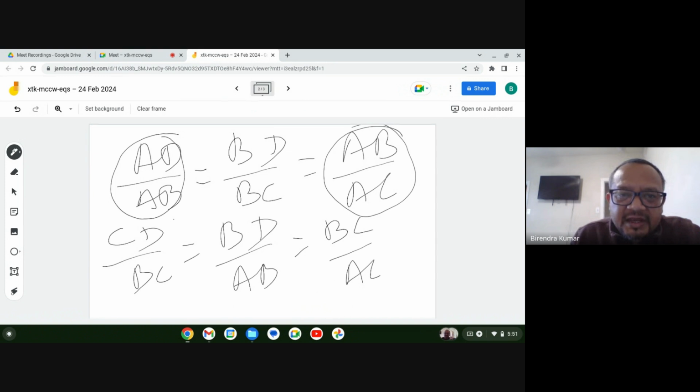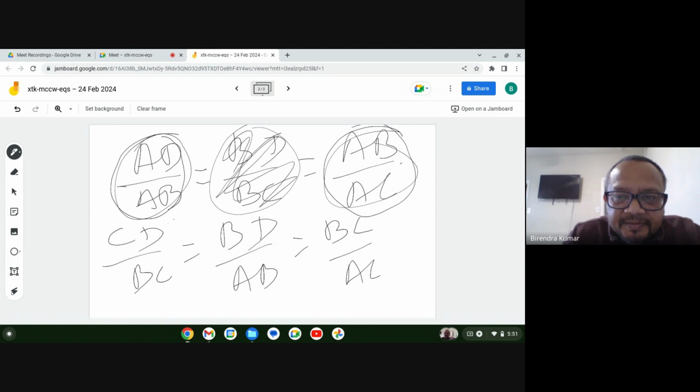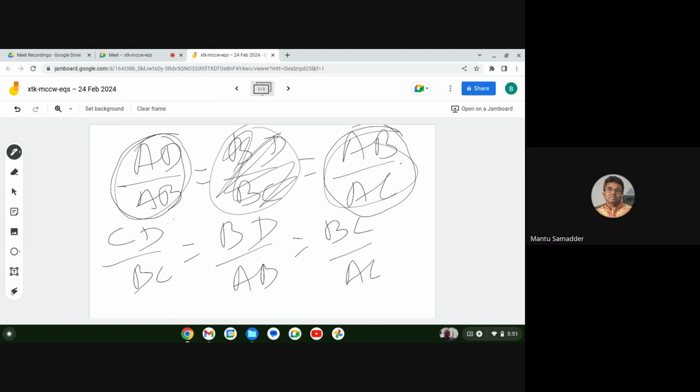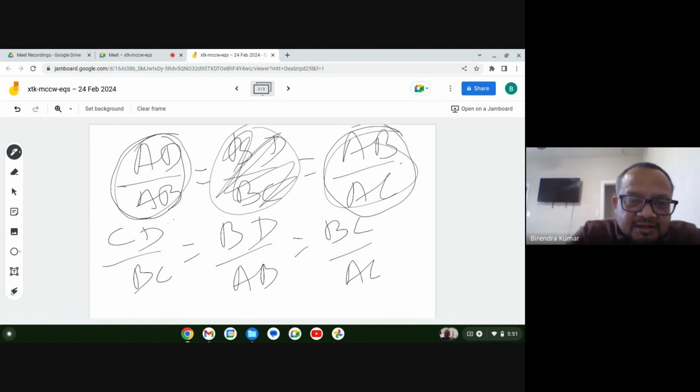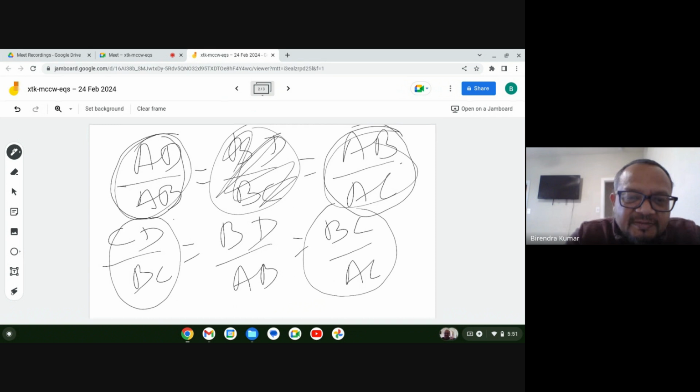AD by AB. This one is equal to this, equal to this. So I'm just not writing this one. I'm just saying AD by AB equal to AB by AC. I'm done writing. Okay. Now look at this one and this one. CD by BC equal to BC by AC.